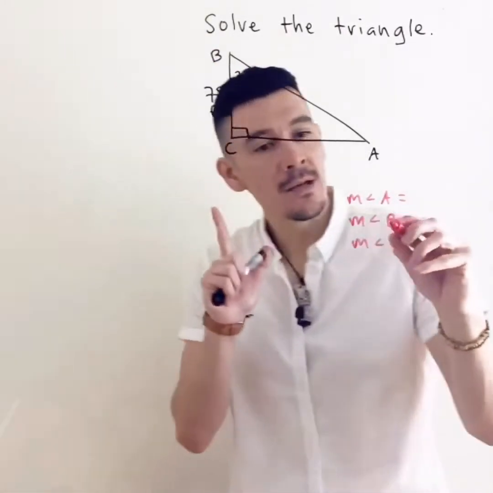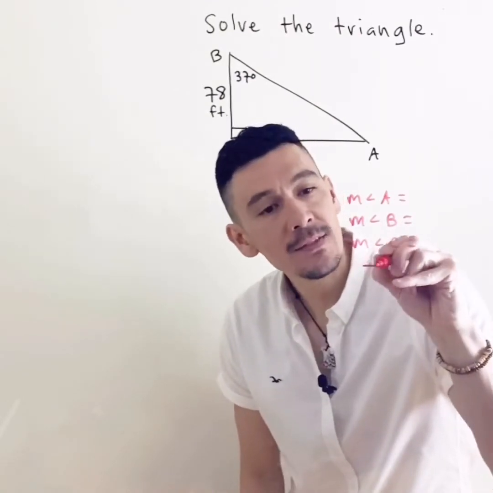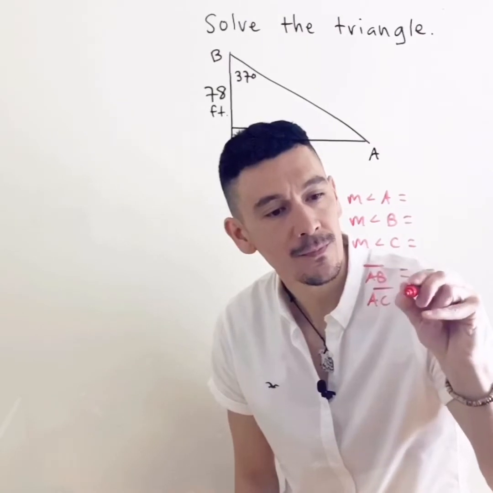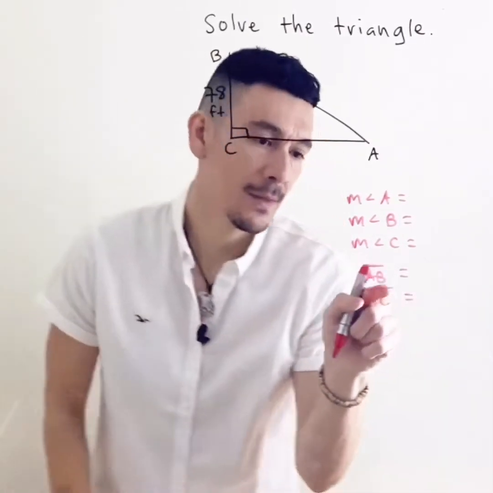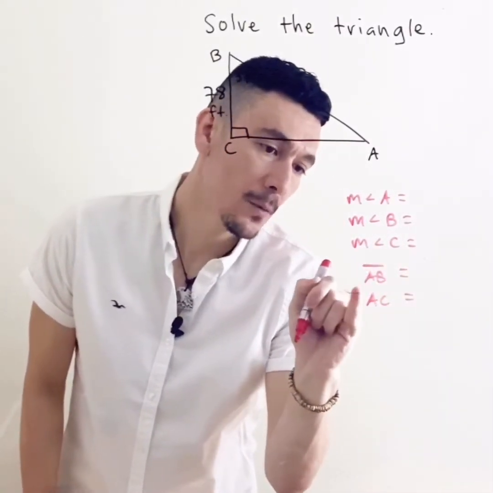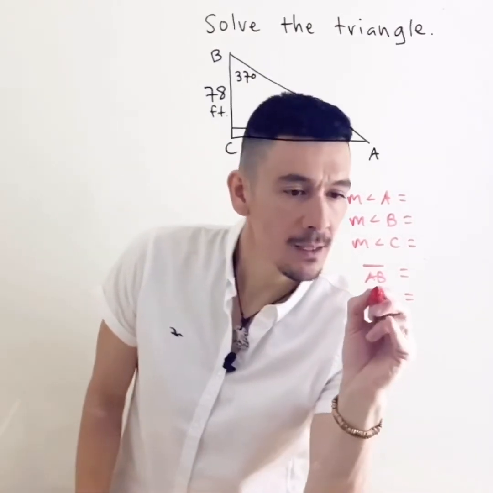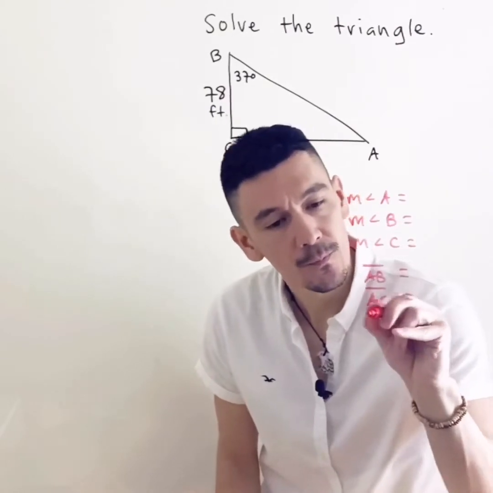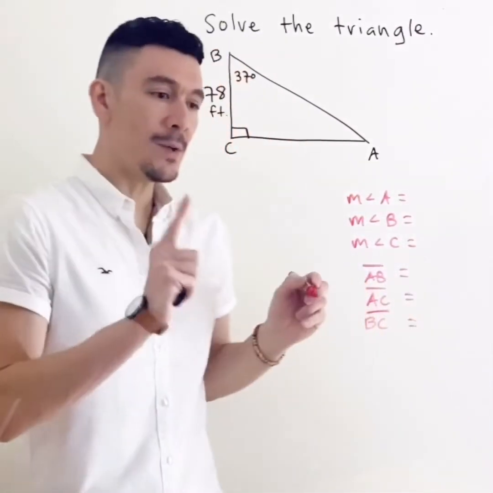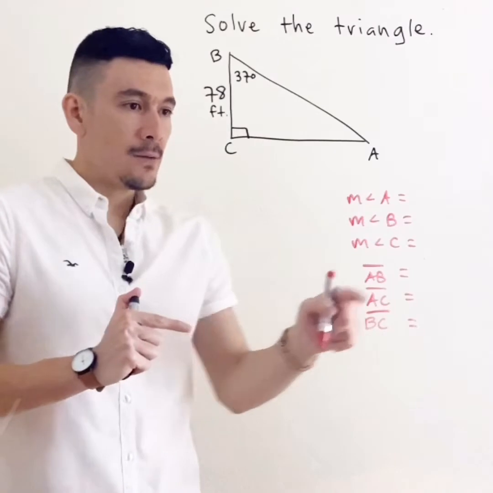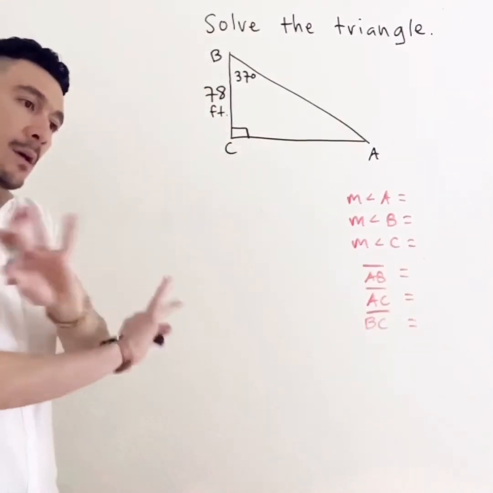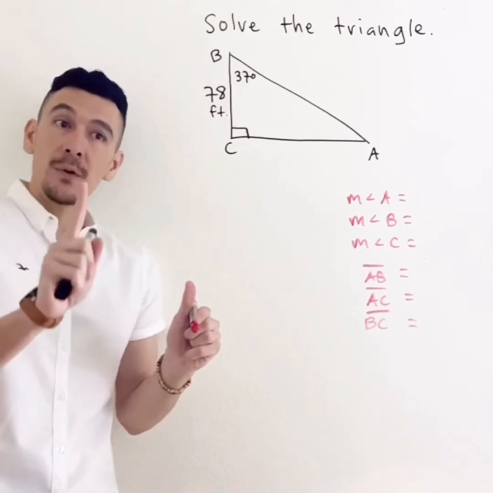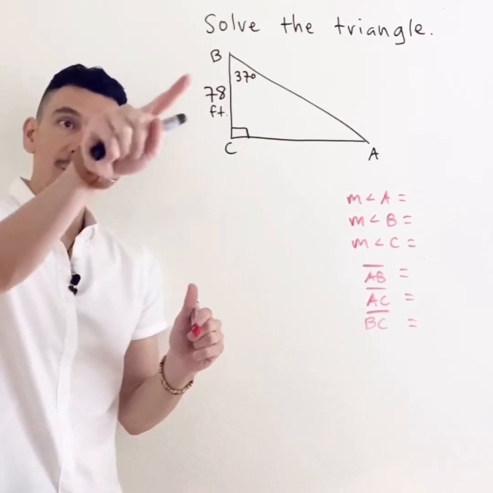I also need to know the length of side AB, AC, and also, what's the other side? AB, AC, and BC. So this is what I need you to tell me. And once we have all 6 pieces, we're done. And notice that a lot of pieces are given to you for free. So what's given to us for free?